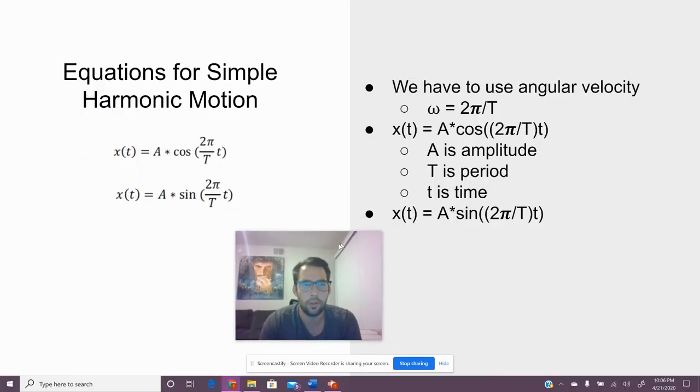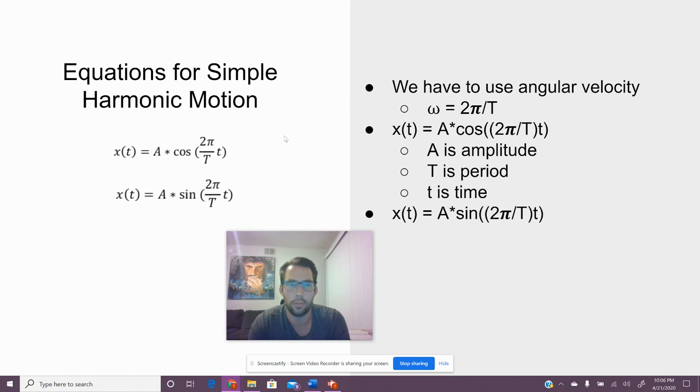So let's talk about the equations for simple harmonic motion. This is what they look like if you were to just write them out, but if you were going to put them into a calculator, you would put it in just like this. Angular velocity we haven't really talked about, but it's 2 pi over the period. That's the same thing as our angular velocity. The only thing you really need to know about this is that it goes into our wave equation.